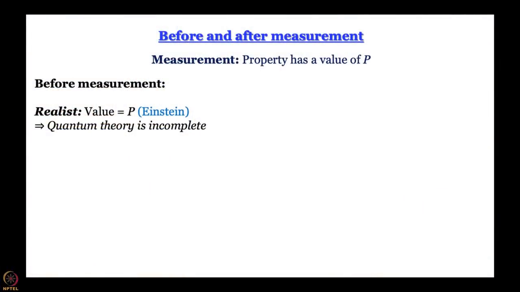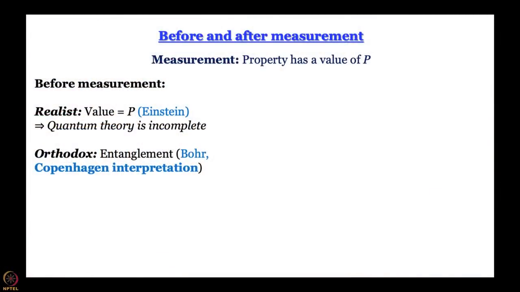Otherwise, how did you get p? But there is a problem with this view. And the problem is, if this view is correct, then quantum theory turns out to be incomplete. Because if the value was p already before the measurement, why is it that we could not know it? We are working with psi, and working with psi, we can get the value only at the time of measurement. If we do not know the value before measurement, that means psi is not enough. There must be some other coordinate which people call hidden coordinate. What is that? If it is there, then clearly our description is not enough.